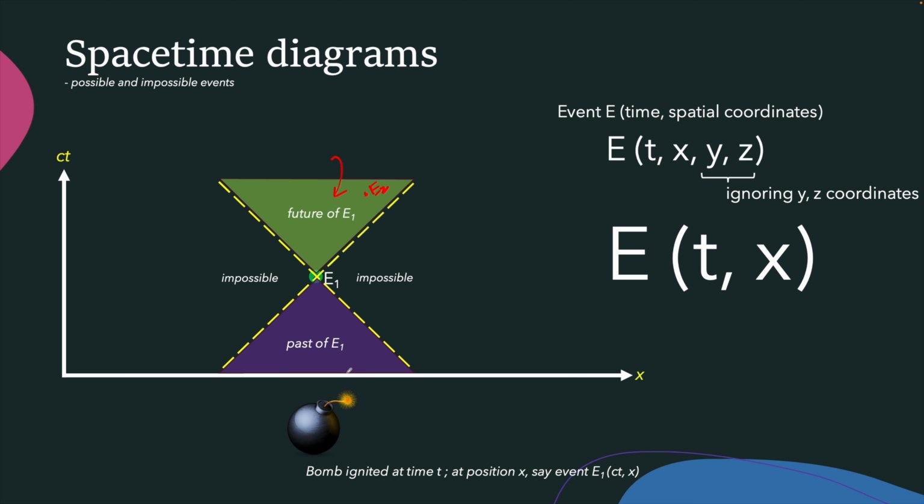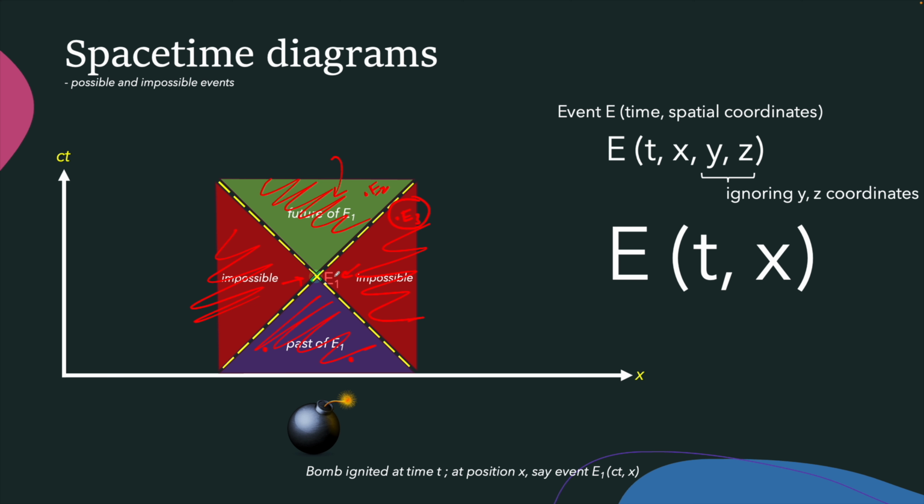And what is the past event? It means what could have led to this event E1. What is event E1? A bomb ignited at this time. The past of E1 could mean someone bringing the matchstick at this moment of time to ignite the bomb. So anything in the past that leads to this event E1 can be in this region, and anything in the future after the bomb explodes can be in this region. Whereas this region and this region are impossible regions because they make an angle greater than 45 degrees. If I put any event over here, I'm assuming that event is connected to E1.